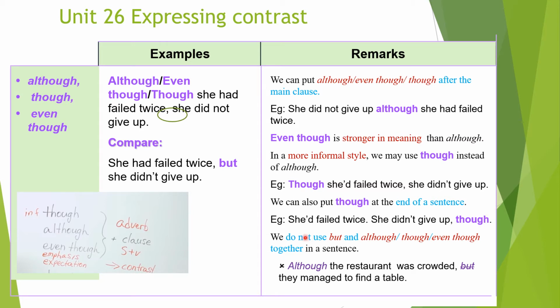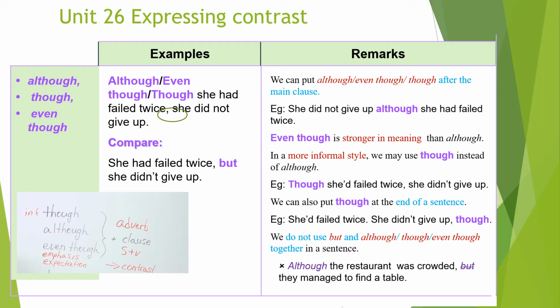Pay attention to this one. We do not use but together with all those words. So you cannot say this one. This is wrong. Can you see the cross here? Although the restaurant was crowded, comma. Don't put the word but there. It's incorrect, because although has got the meaning of but already, unlike Chinese. So you don't need to repeat. These three words do not go together with but. So the correct one should be: although the restaurant was crowded, comma, they managed to find a table. This should be the correct version.